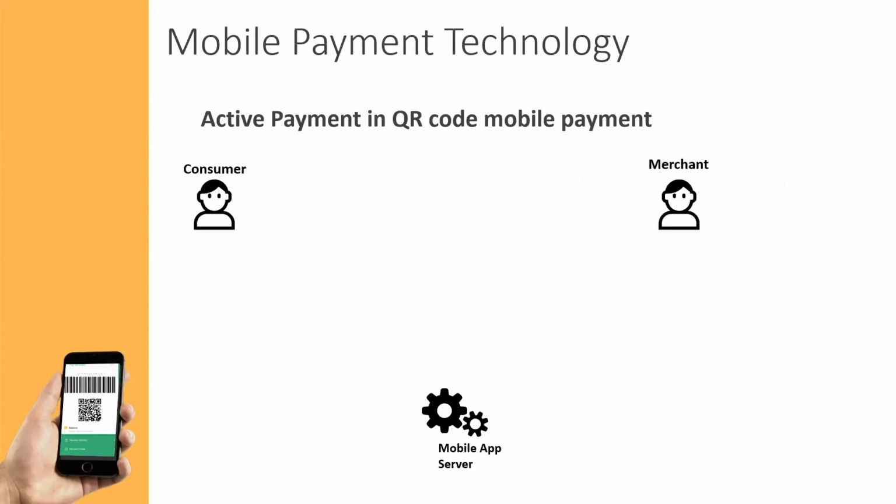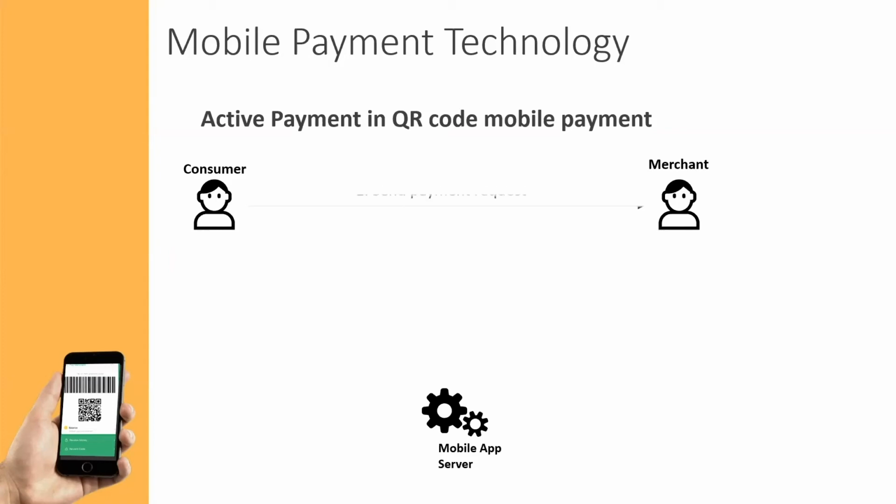So when we're familiar with what information is stored in the QR code, we get familiar with how we can use the QR code. There are two main approaches or payment methods to use with a QR code. First of all is active payment.